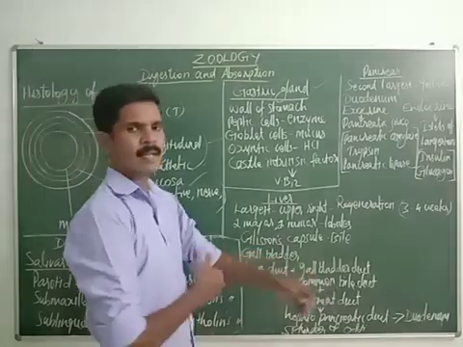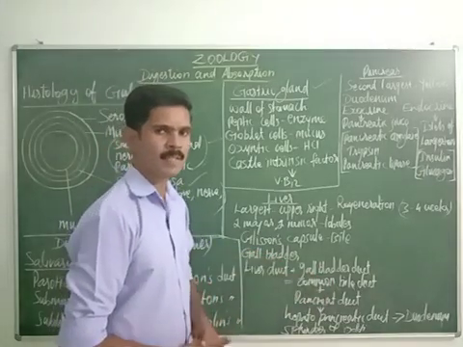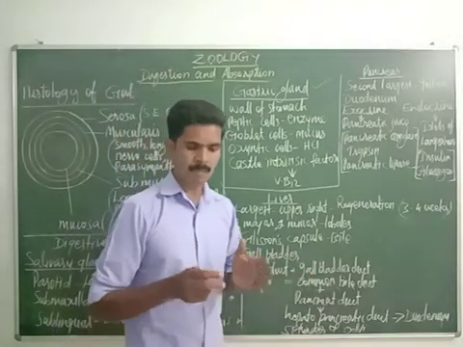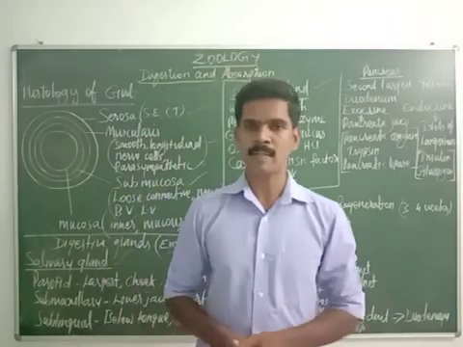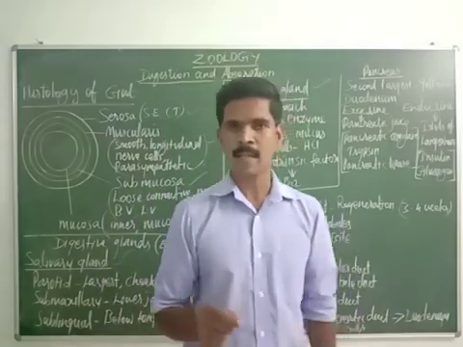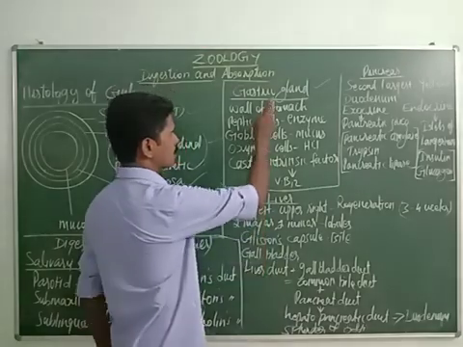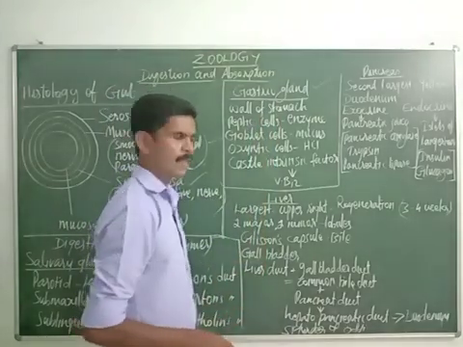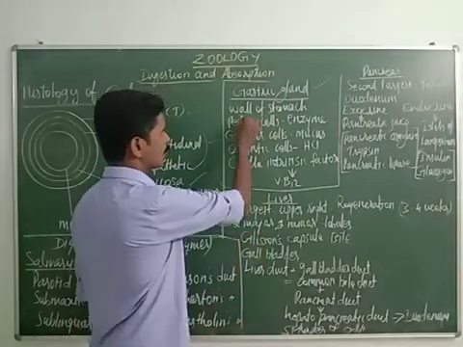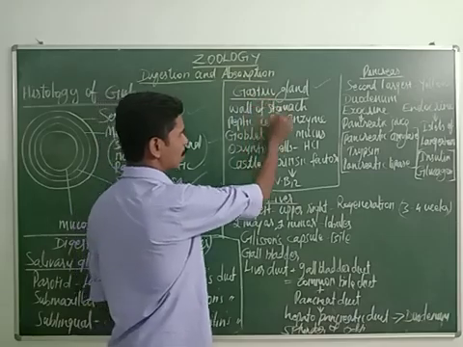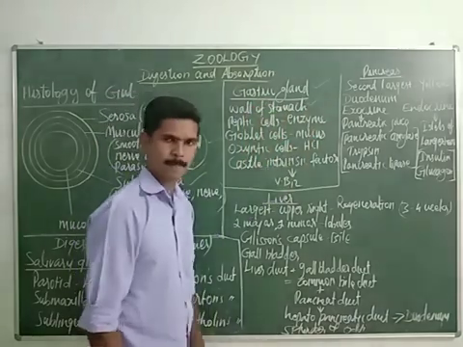The gastric gland is located in the wall of the stomach. The inner wall of the stomach is lined with a special type of gland, and that gland is called the gastric gland. So the location of this gastric gland is the wall of the stomach. That's the first point over.